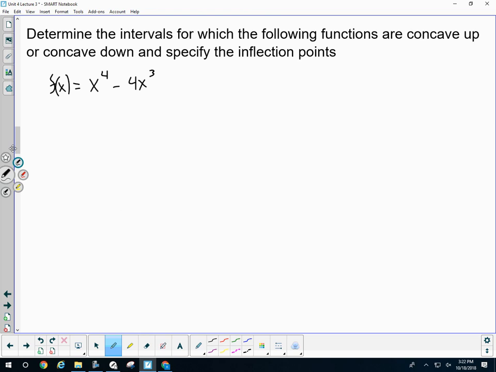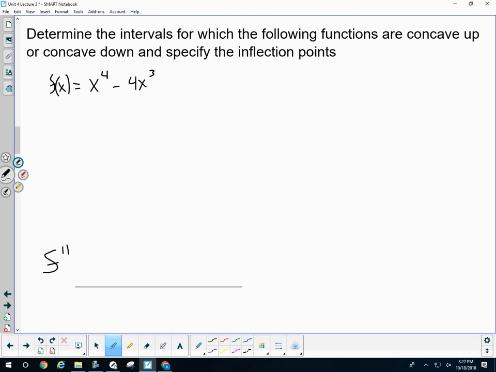Let me give you a function. X to the fourth minus 4x cubed. I want you to determine the concavity of the function. One is the function concave up, one is the function concave down. Identify the points of inflection and do that. Our end goal is to produce a sign analysis of f double prime. In this case, that's the second derivative of f.